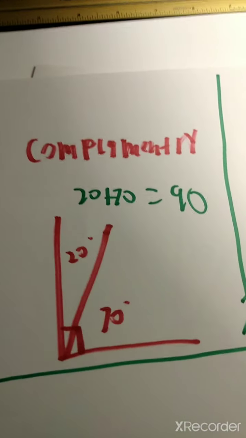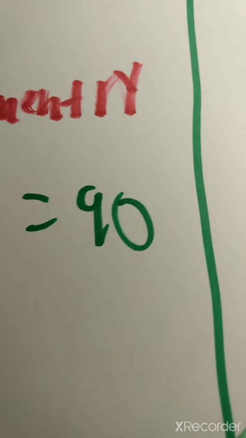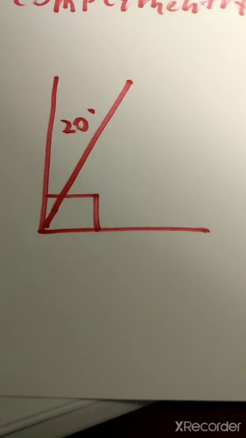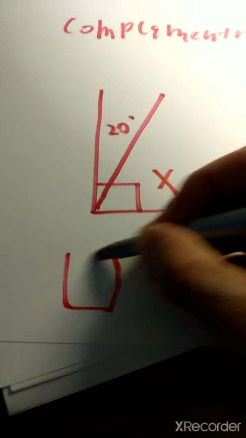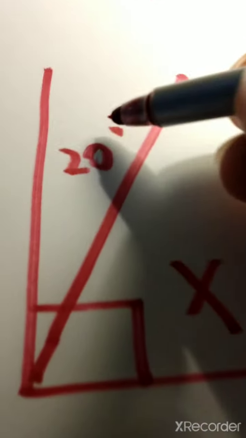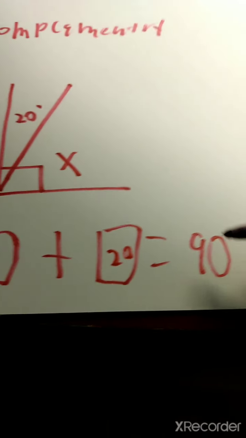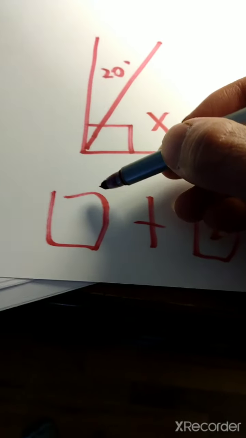Let's start with a complementary angle. So remember, complementary angles are angles that add up to 90 degrees. So this is a complementary angle, and we see that this is a 90-degree angle. What is this angle right here? So something plus something equals 90. We have only one angle that has a number on it. That is 20. So something plus 20 equals 90. What does x represent?